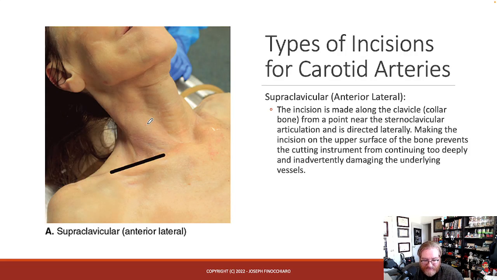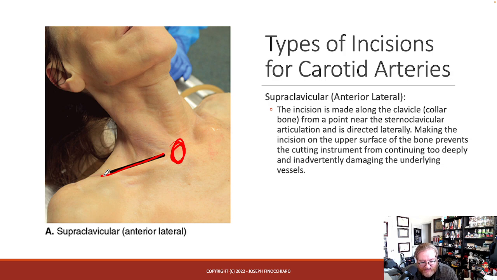So types of incisions. First is the anterior lateral, okay? The supraclavicular or the anterior lateral. The front towards the outside. The incision is made from the clavicle, collarbone, from a point near the sternoclavicular articulation, so there's your articulation, and is directed lateral.